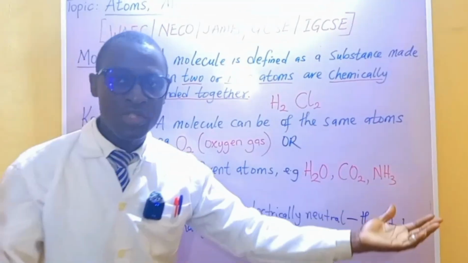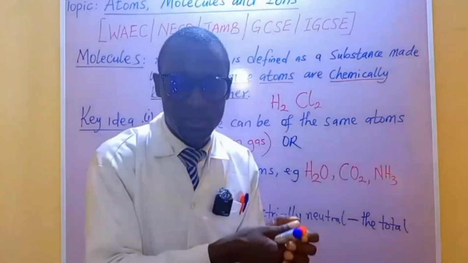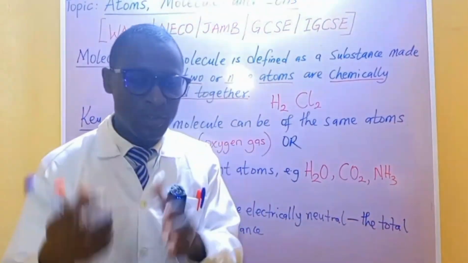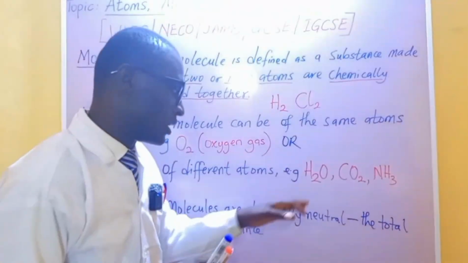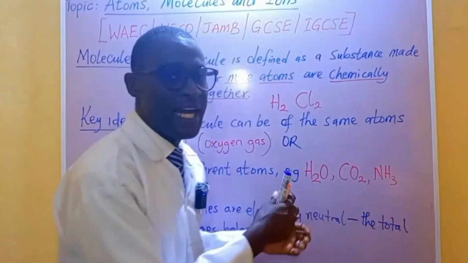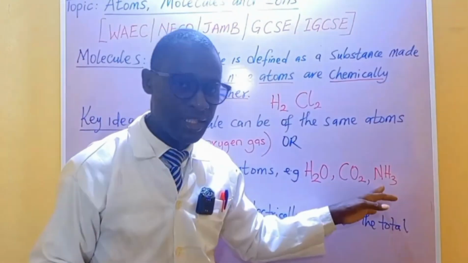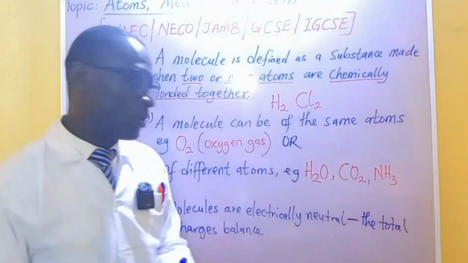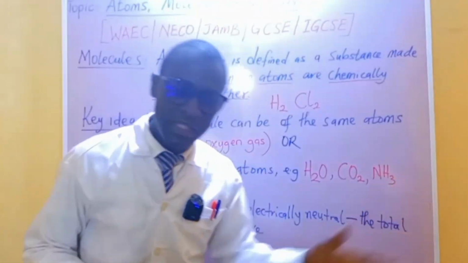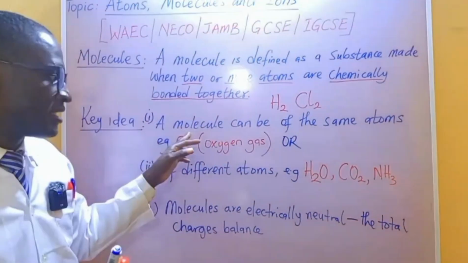For example, hydrogen and oxygen combined, they form water. H2O, two atoms of hydrogen combining with one atom of oxygen, and you have H2O, that's water. CO2 is carbon dioxide. Carbon combines with oxygen. They are of different elements, or they are of different atoms. The same thing is applicable here. This is another example. NH3 is ammonia. That is nitrogen and hydrogen. They are of different atoms. So we refer to this as a molecule.